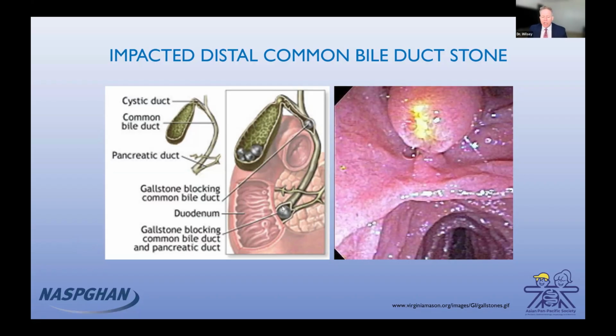And then if it gets into the common channel, right, that's where the pancreatic and the biliary tree combine. Well, then you get back pressure up the biliary tree and the pancreatic tree. So you can get gallstone pancreatitis. And on the right is a patient of mine who has an impacted common bile duct stone.